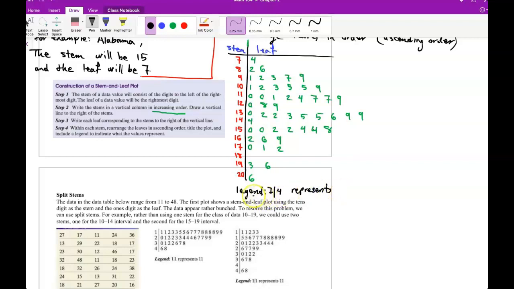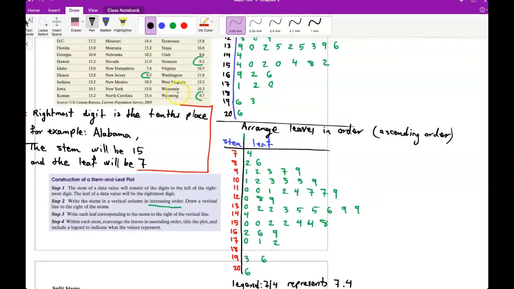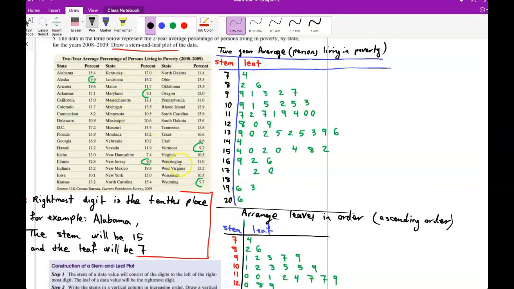Usually they will not ask you what the legend or the title is. You only need to focus on how to construct these, write these numbers, the stem and leaves, and also arrange them. So this is 7.4. Here is what the stem is, and here is what the leaf is, and that represents the number 7.4, which is here on this table.